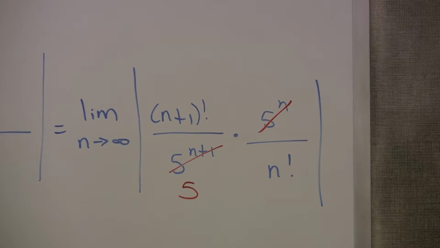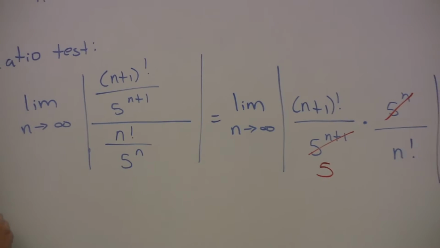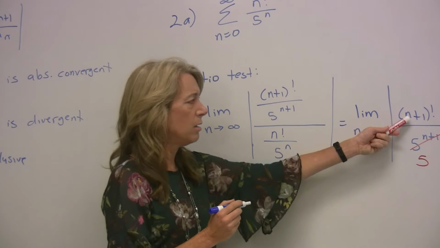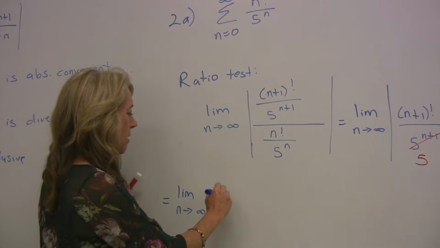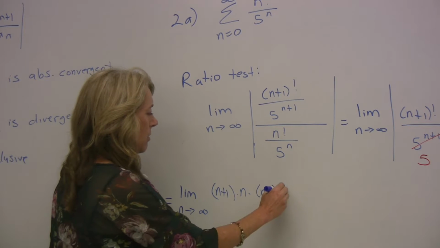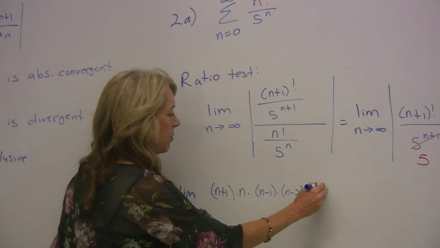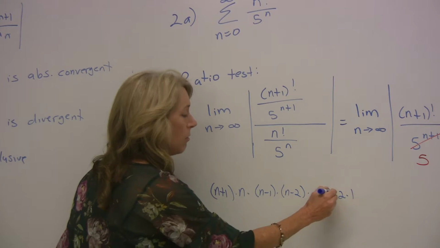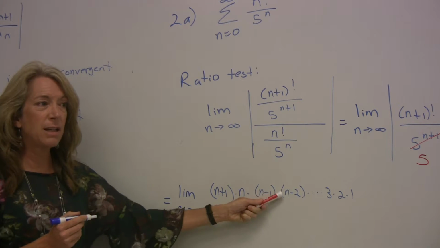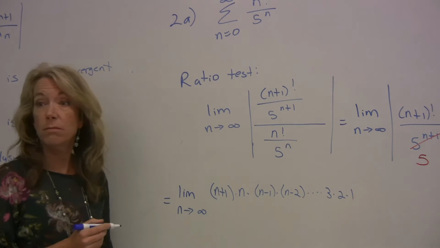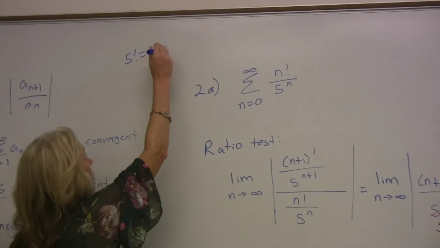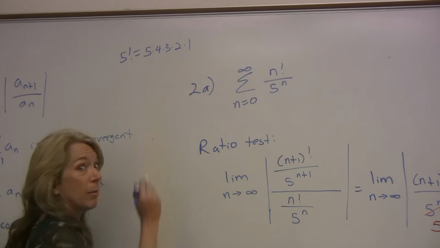And for those of you who are still a little rusty with factorials, I'm going to write out what this means. In this numerator here, n plus 1 factorial means n plus 1 times n times n minus 1 times n minus 2. It means just keep subtracting 1 until you get all the way down to 3, 2, 1. Whatever number you start with, just keep multiplying and subtracting until you get down to 1. So 5 factorial, we start with 5, subtract 1, subtract 1, subtract 1. Okay, I'm good.